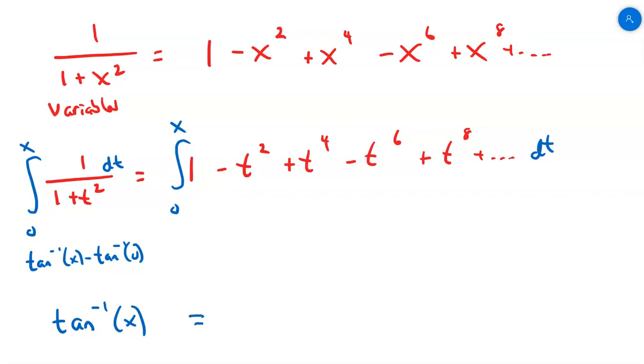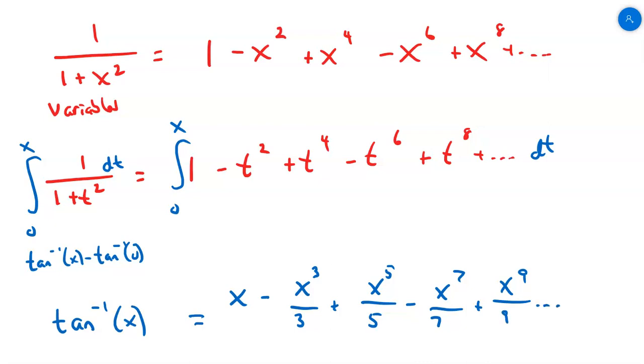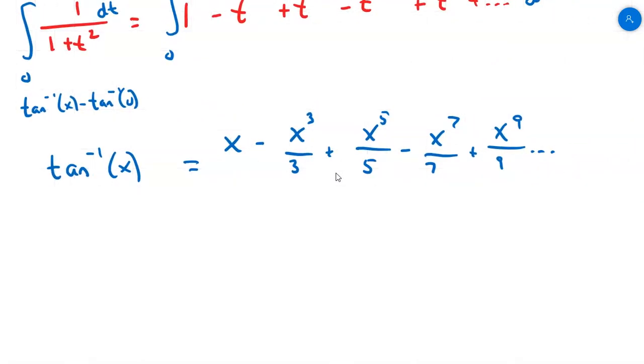So what will happen is I'll end up with an integral of 1 being x minus x to the third over 3 plus x to the fifth over 5 minus x to the seventh over 7 plus x to the ninth over 9, and so forth. So there it is. I've got a representation for the inverse tangent of x, which I did not have to do by taking individual derivatives.